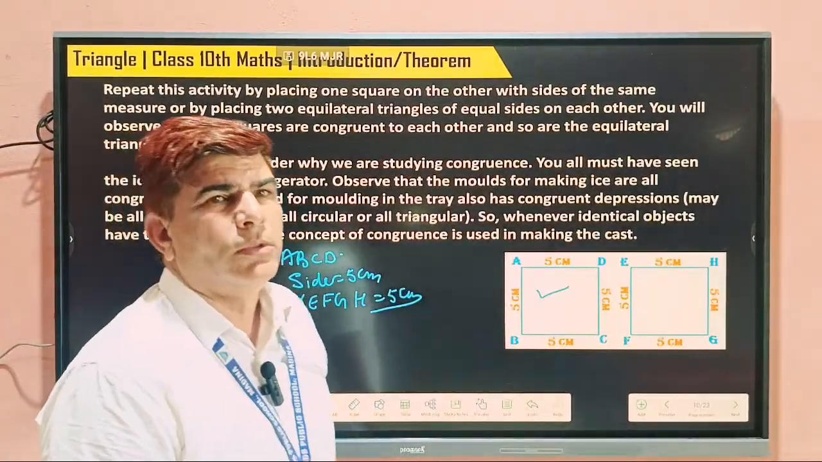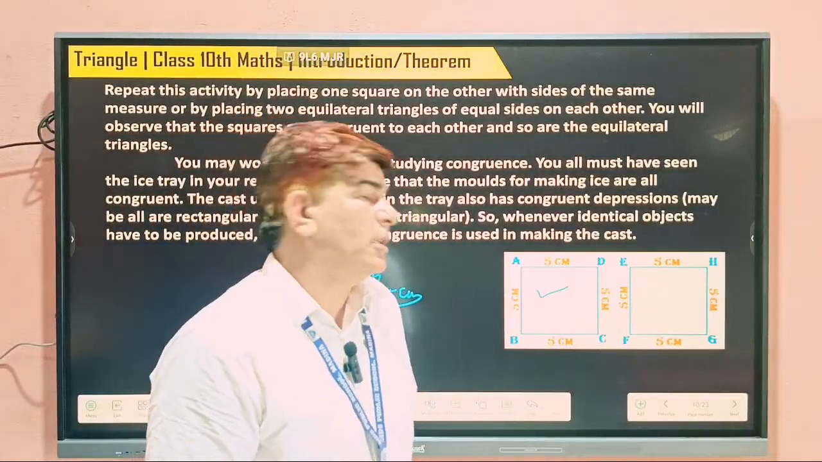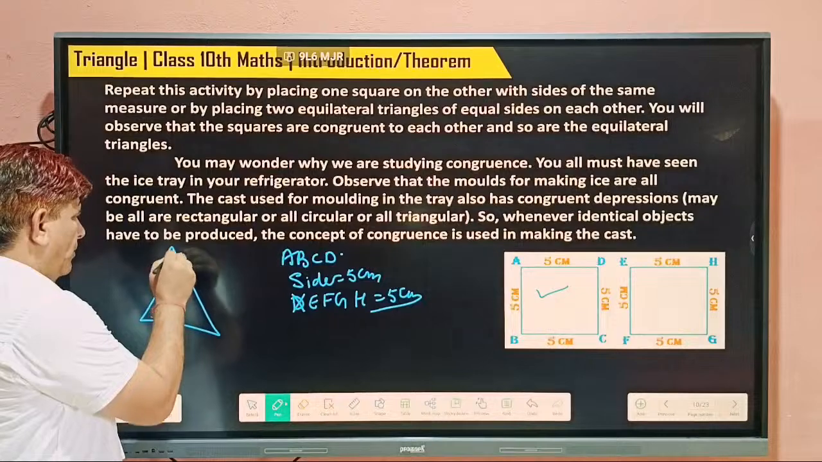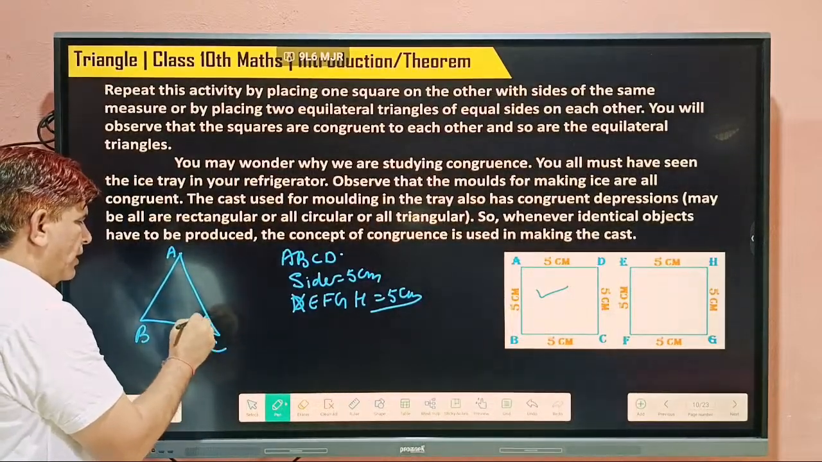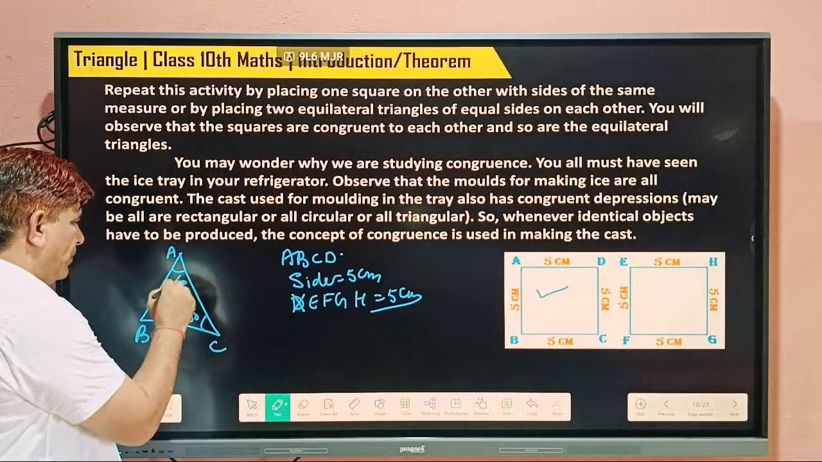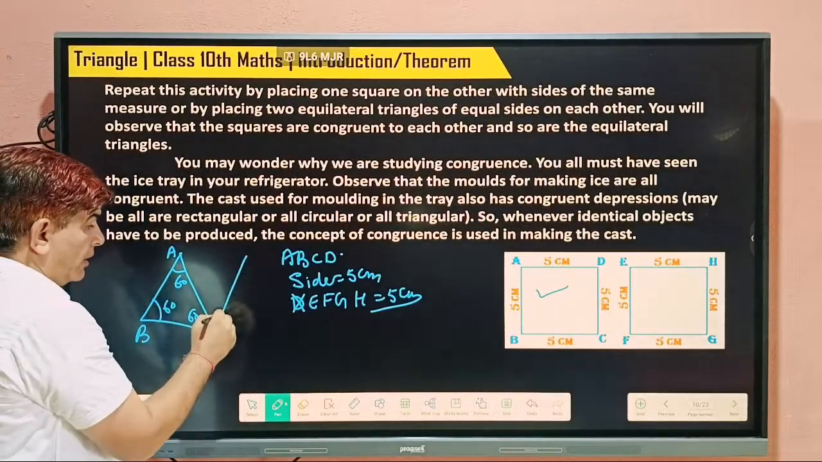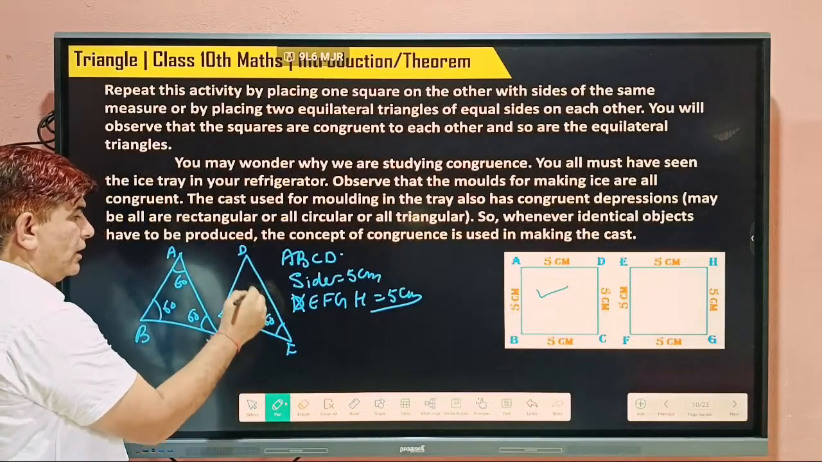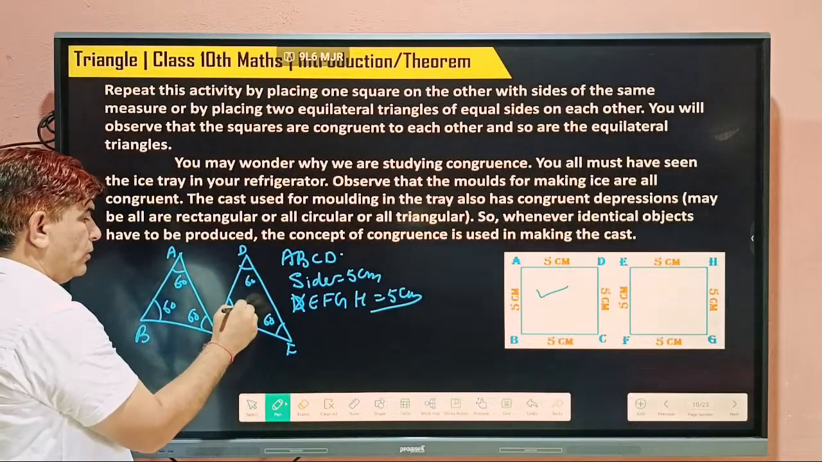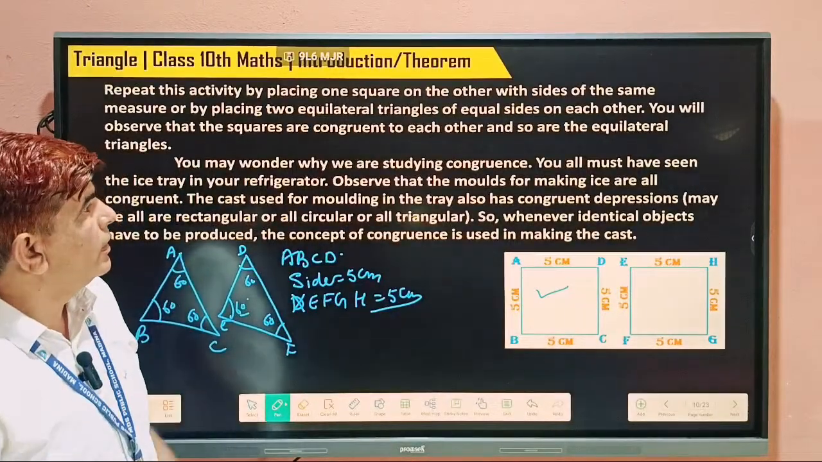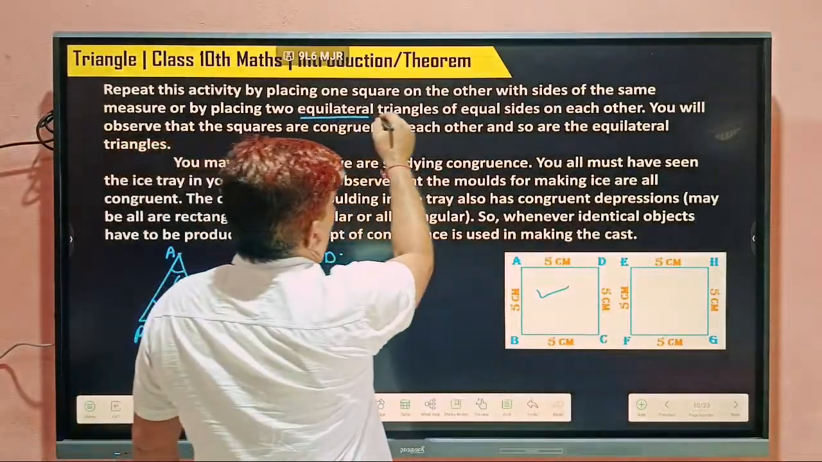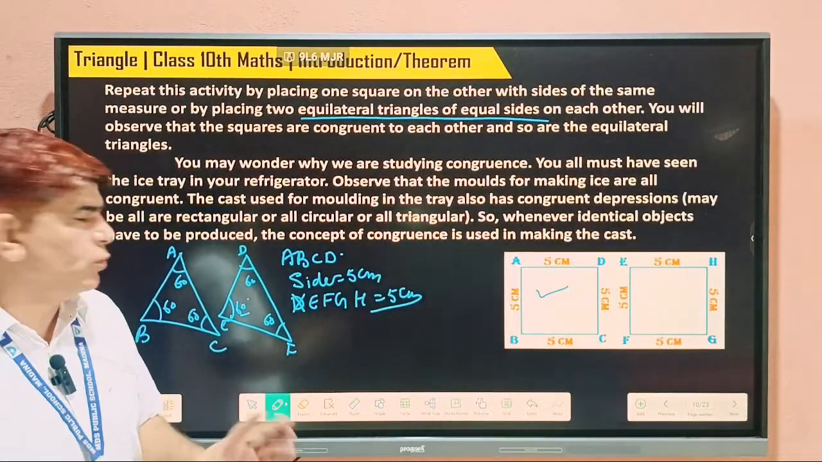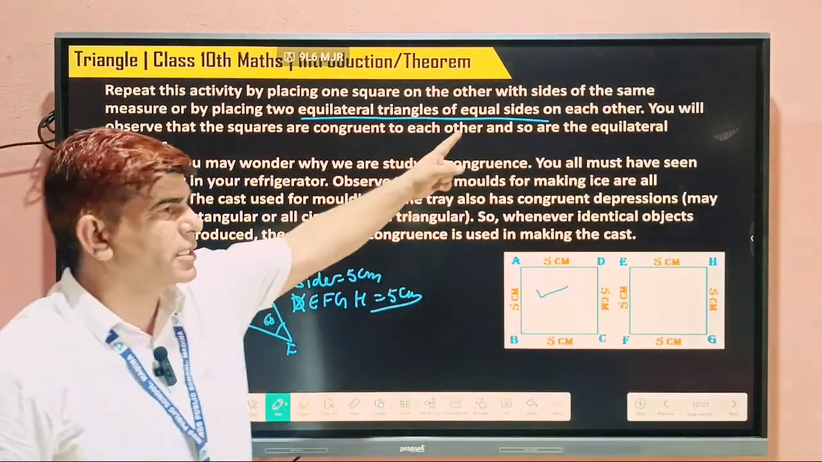Equilateral triangle, you know. What is an equilateral triangle? Having all sides equal. We have taken this ABC. This is also an equilateral triangle, each angle equal to 60 degrees. This is another equilateral triangle, DEF. Each angle is also 60 degrees. So these are two equilateral triangles of equal sides. If the sides are not equal, then they do not cover each other. But what must they have?